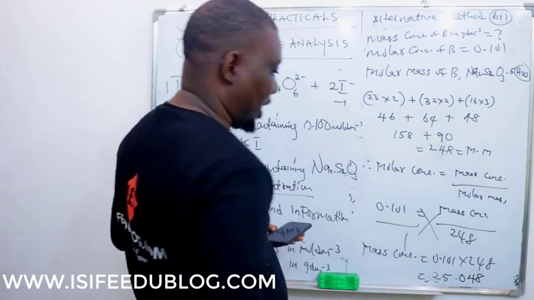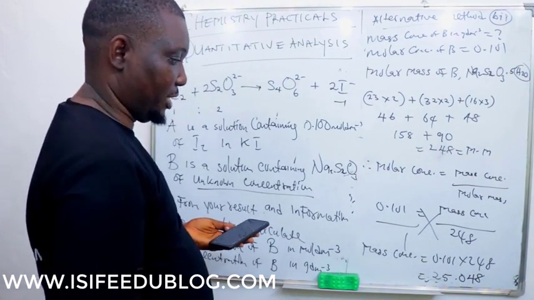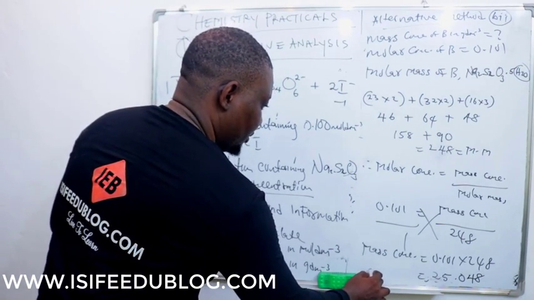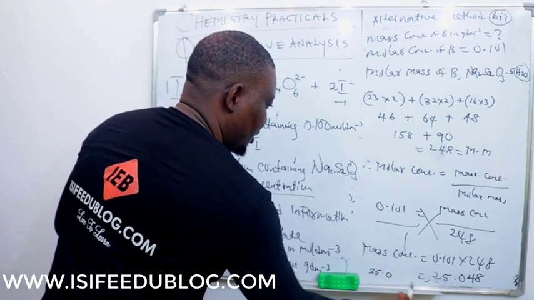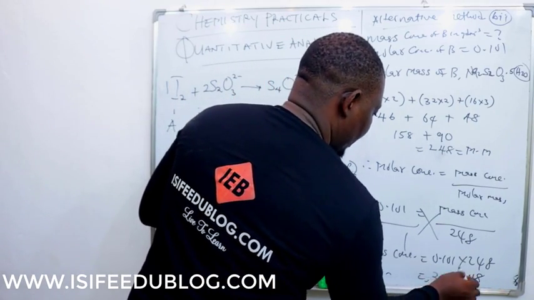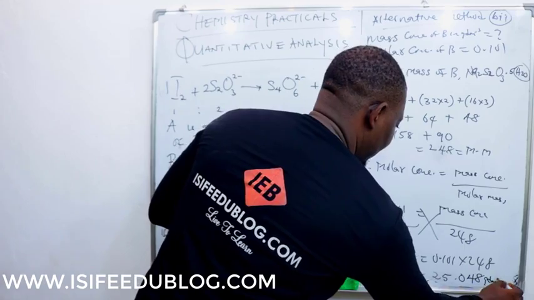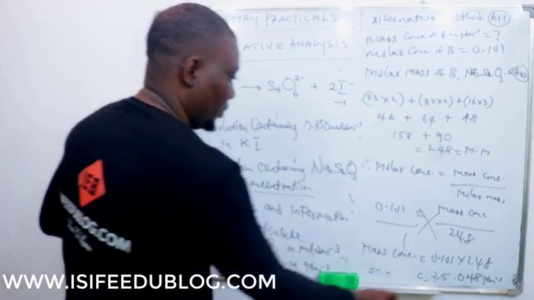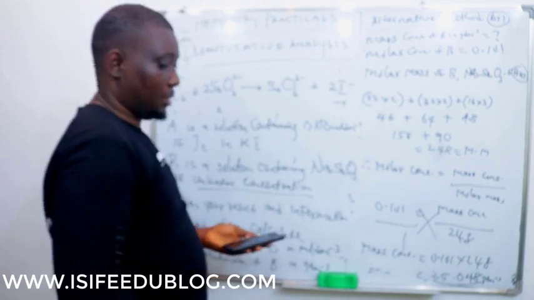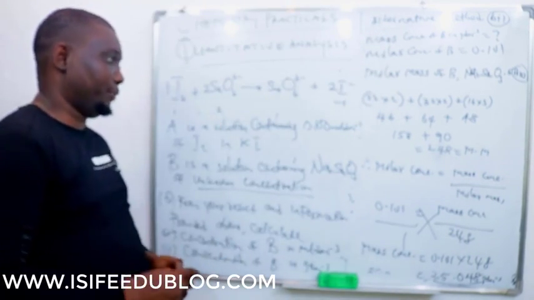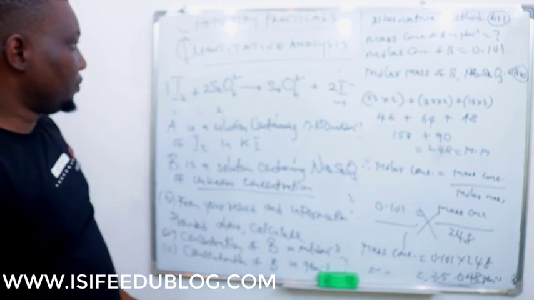That actually gives me 25.048. I want to keep my answer in 3 significant figures, so that will be just 25.0. I can keep the answer like this: 25.0 gram per dm³. Since they say to find the concentration of B in gram per dm³, which is the mass concentration. That is what we do. But I'm going to give you the question from another perspective.